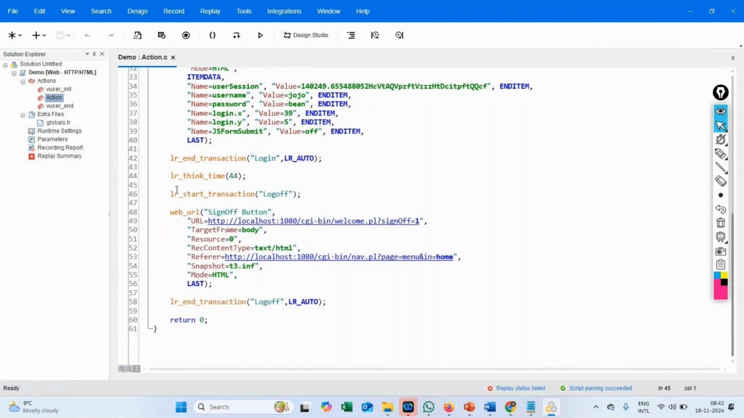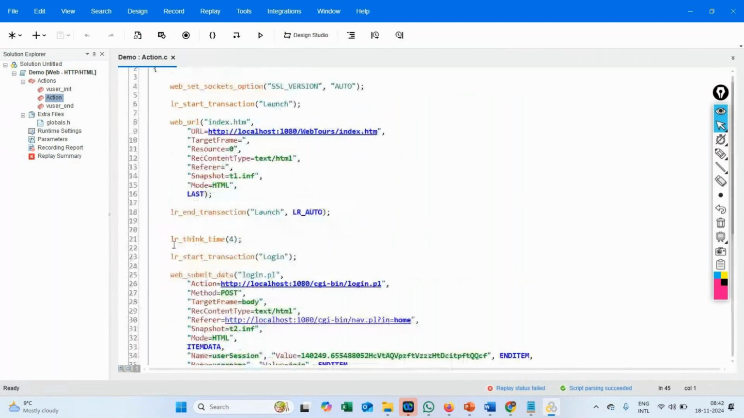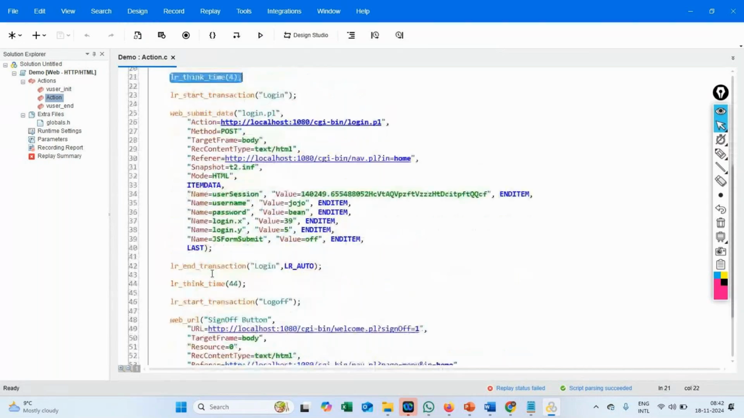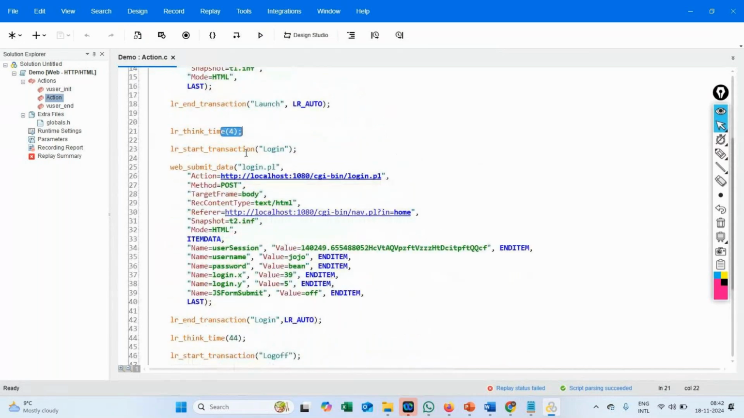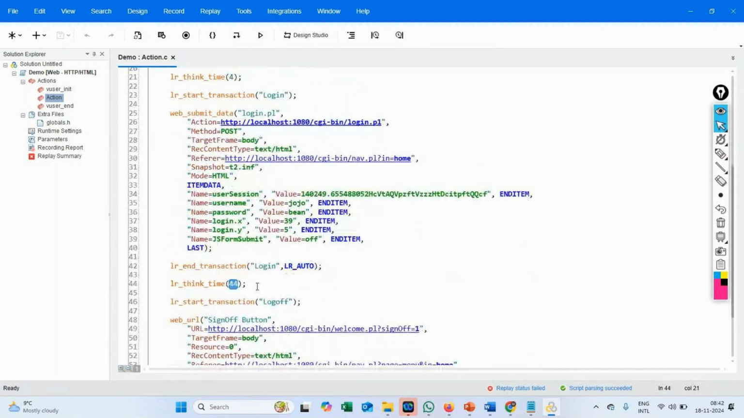Here you can also see think time practically. Here the think time is 4 seconds, and here it is 44 seconds. We can change it as per the standard. The think time can be anywhere between 5 to 10 seconds, so we can update it later. No problem.